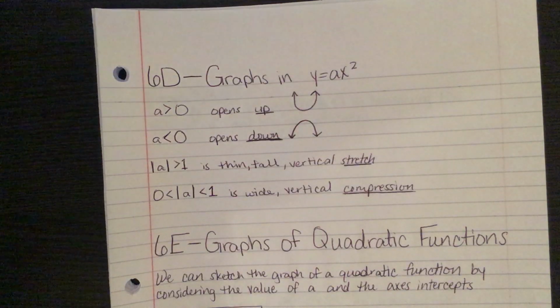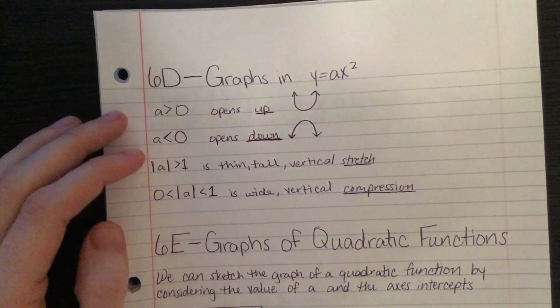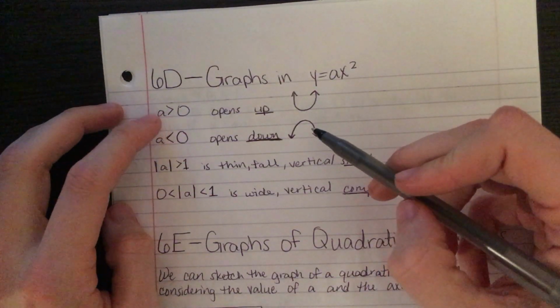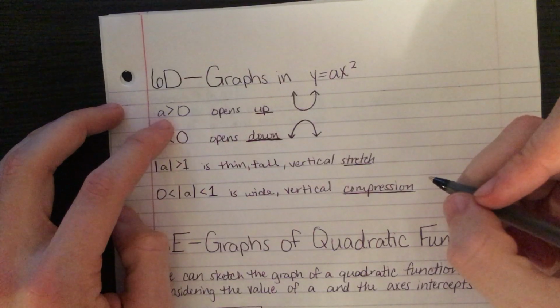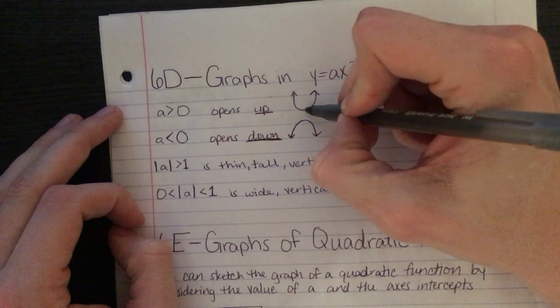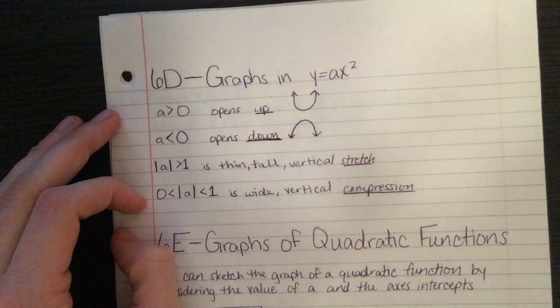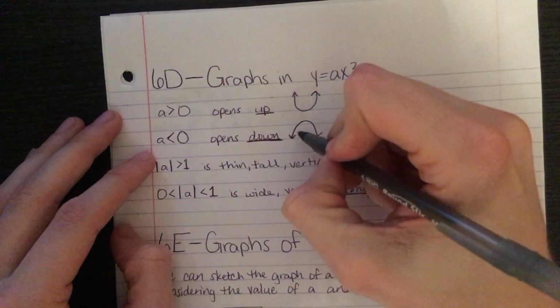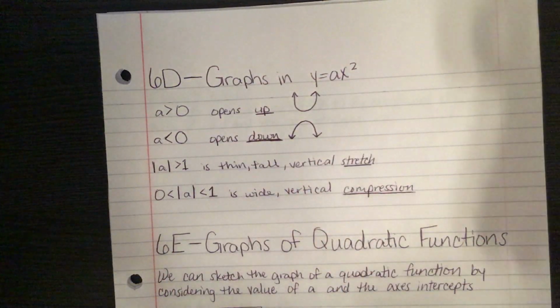We should have gotten most of this from the bell ringer, but just to reiterate: if the a value on your parabola is greater than 0, you're multiplying x squared by a positive number, and that's going to create a parabola that opens upward. If it's negative, that's going to reflect it downward, and that's going to create a parabola that faces the opposite direction. It's going downward.